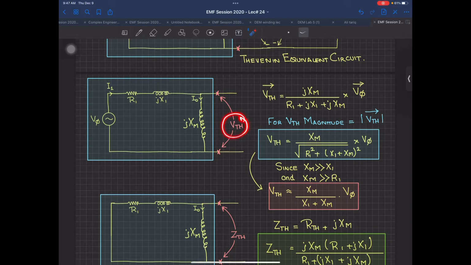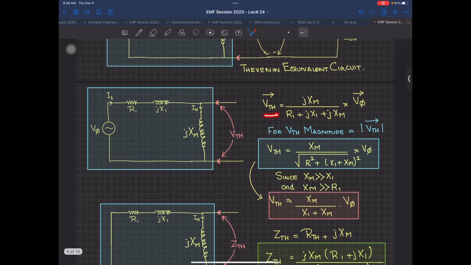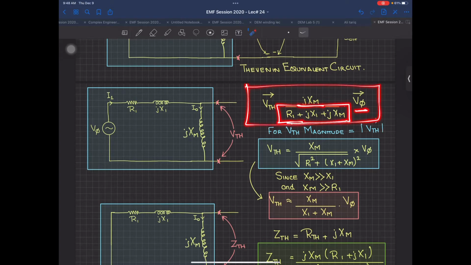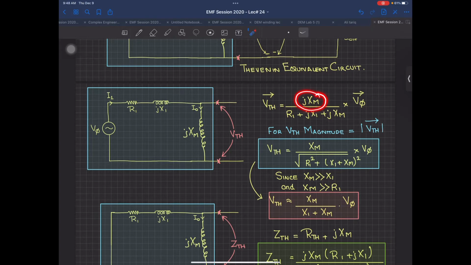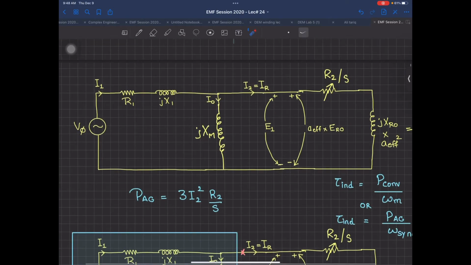Now if I want to find V Thevenin at these two points, I have to use the voltage division rule. In phasor form, V Thevenin equals jXM divided by the total impedance in series, multiplied by V phase. This is in phasor form because I have jXM in complex form in the numerator, and jX1 and jXM also in complex form. So this will be a phasor output, but I am not interested in the phasors at present. I am only interested in the magnitude, because I want to solve this circuitry for current I2.